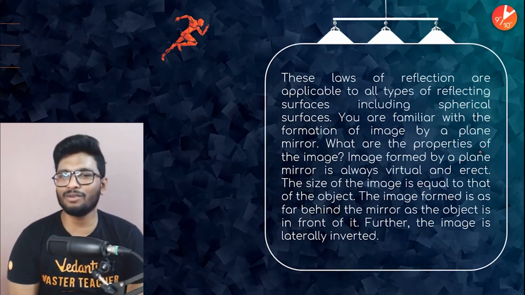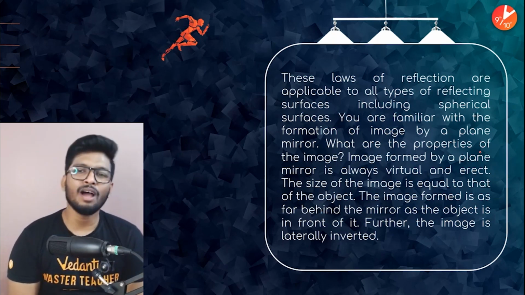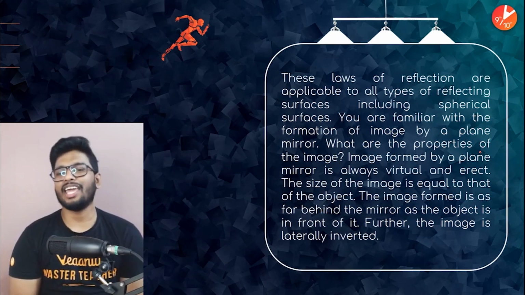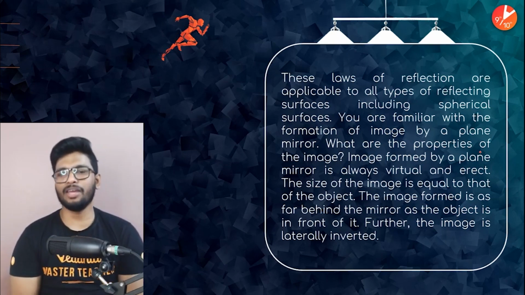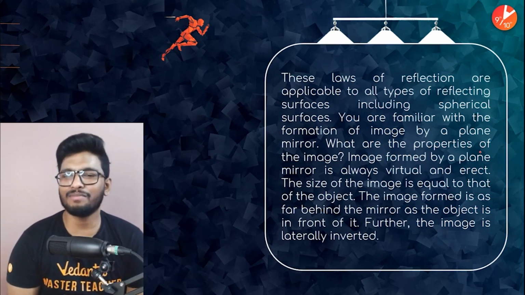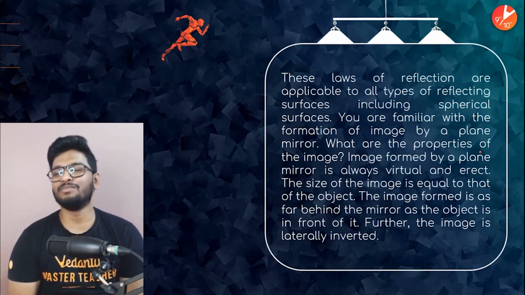You are familiar with the formation of an image by a plane mirror? What are the properties of the image? The image formed by a plane mirror is always virtual and erect. The size of the image is equal to that of the object. The image formed is as far behind the mirror as the object is in front of it. Further, the image is laterally inverted.